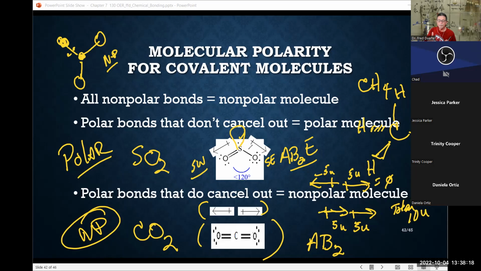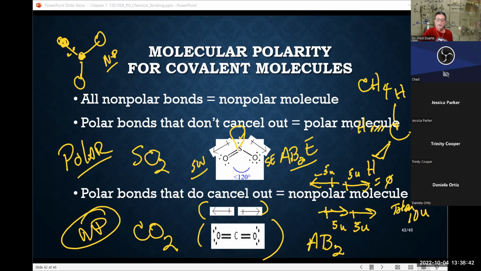So if you have polar bonds, let me restate that. If you have polar bonds and the polar bonds do not cancel out each other, you end up with a polar molecule. If you have polar bonds and the polar bonds do cancel out, you have a nonpolar species.